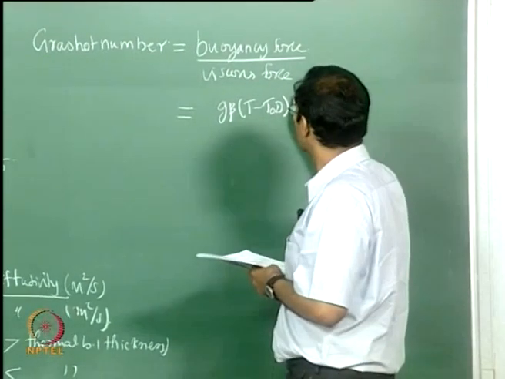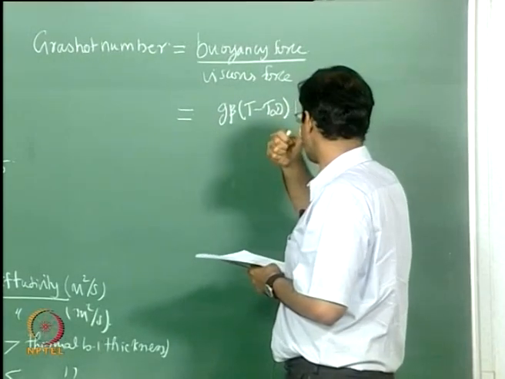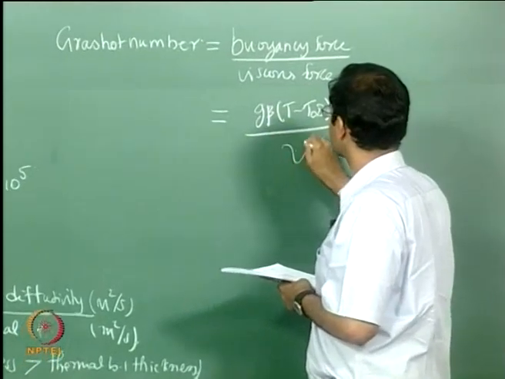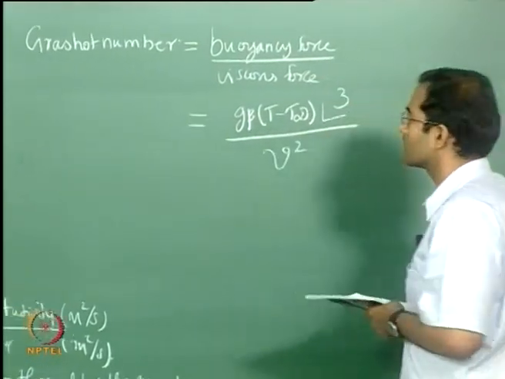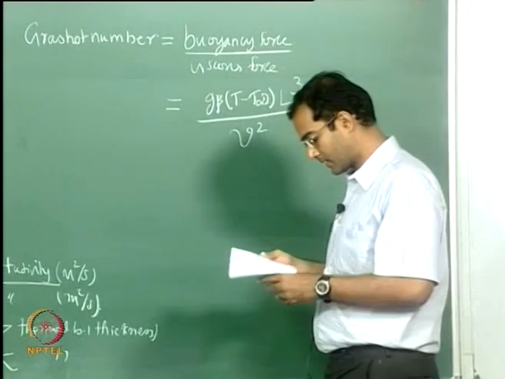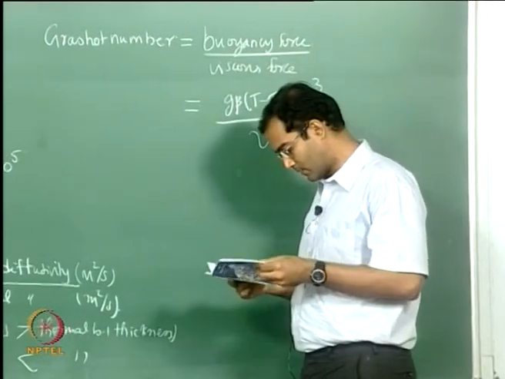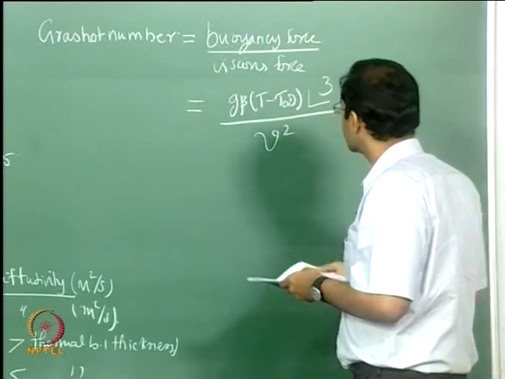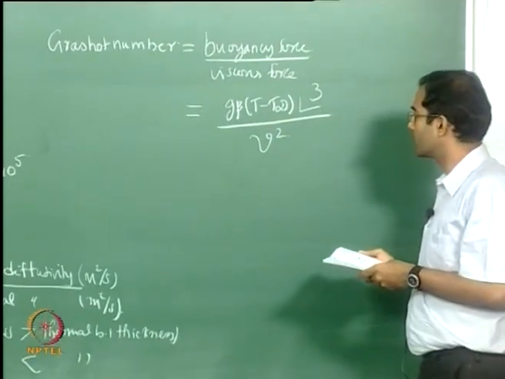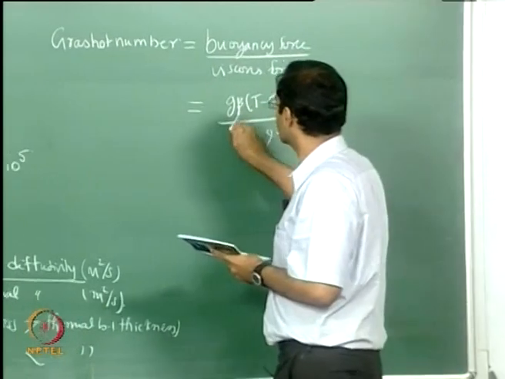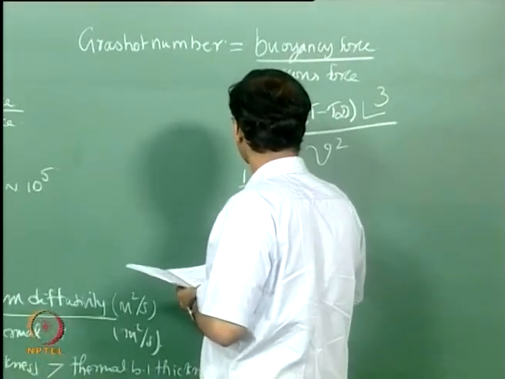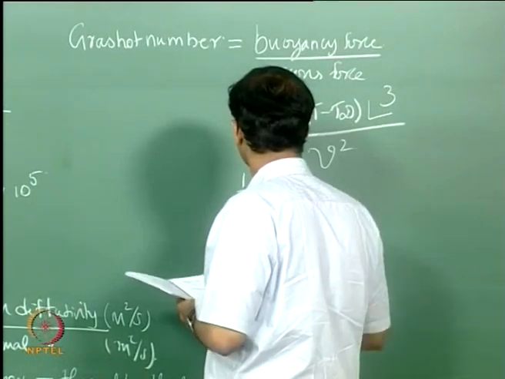If you want to convert it to force, it will be multiplied by L cube divided by the viscous force, which is nu square. This is the exact way that you calculate your Grashof number once you know the temperature difference and your coefficient of thermal expansion, beta, which is 1 by rho d rho by dT.